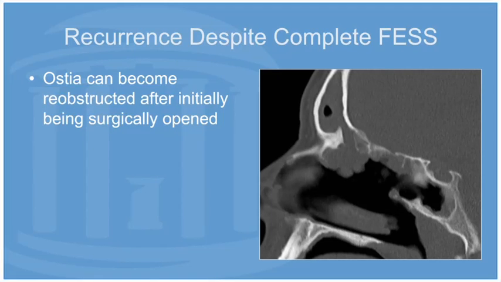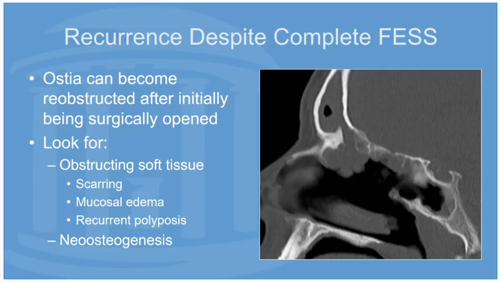Now, to finish things off, we'll cover a few entities that can contribute to treatment failure in spite of a technically adequate surgery. These essentially consist of things that may reobstruct sinus drainage pathways after they were initially opened surgically, with the frontal ostium and frontal recess again being the areas that are generally most commonly affected. Now we can basically divide these entities into two categories, the first being those that appear as soft tissue density on CT, and the second being processes that form new bone, also referred to as neoosteogenesis.